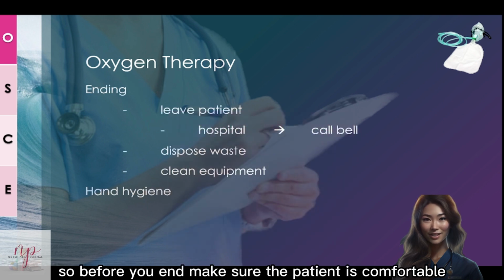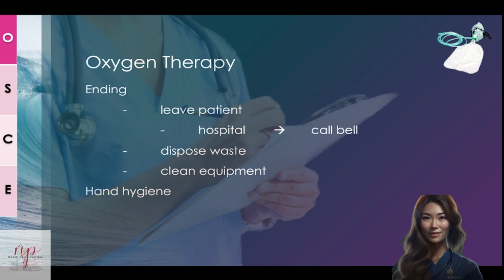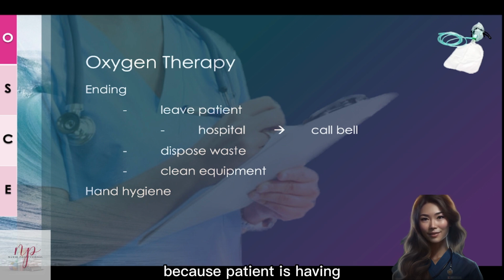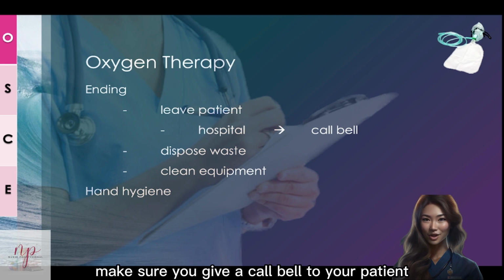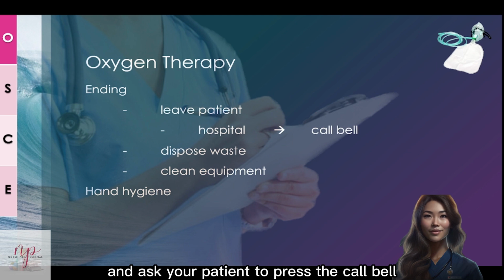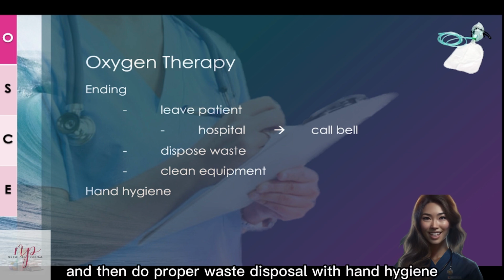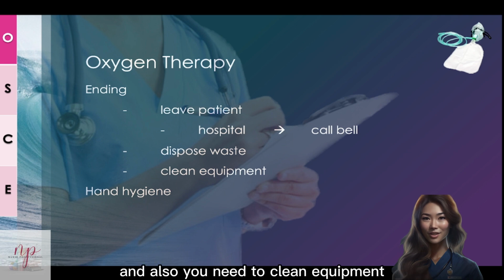So before you end, make sure the patient is comfortable and oxygen saturation is okay, it's normal, within the target range. Actually, the patient requires close monitoring because the patient is having high flow oxygen. And then also, make sure you give a call bell to your patient and ask your patient to press the call bell if he needs any help or if he experiences shortness of breath. And then do proper waste disposal with hand hygiene. And also you need to clean any equipment you have used.